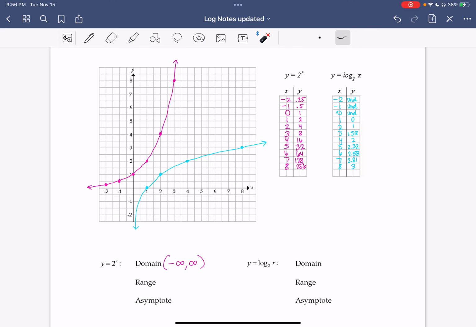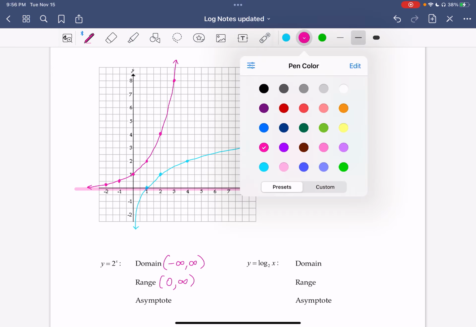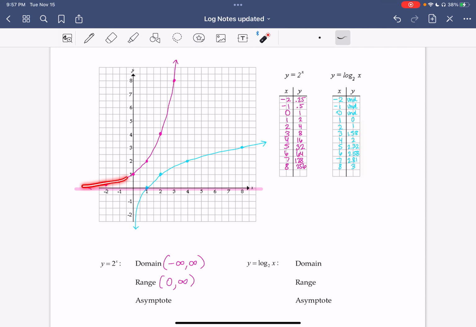Now the range, notice that it kind of hovers over 0. So it's going to be from 0 and then goes up to infinity. But it's not going to touch 0, so for 0 we're going to have a parenthesis instead of a bracket. And as you can see, there is an asymptote. There is a horizontal asymptote at y equals 0. So this graph will kind of just hover forever like this. Okay, so I can say there's a horizontal asymptote at y equals 0.